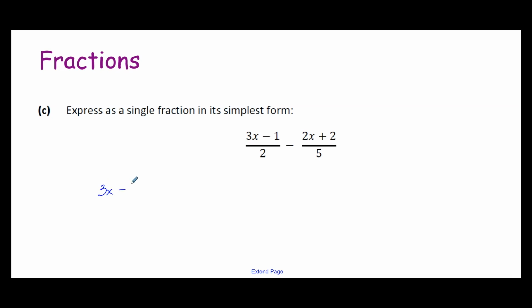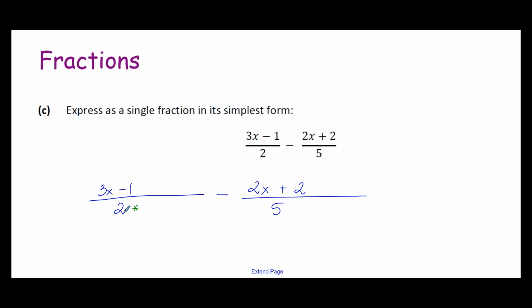When you have two fractions and you need to write it as a single fraction, you need the same denominator, a common denominator. That means the same value at the bottom of the fraction. How do we get a common denominator? We multiply denominators. So that means our common denominator will be 2 multiplied by 5.